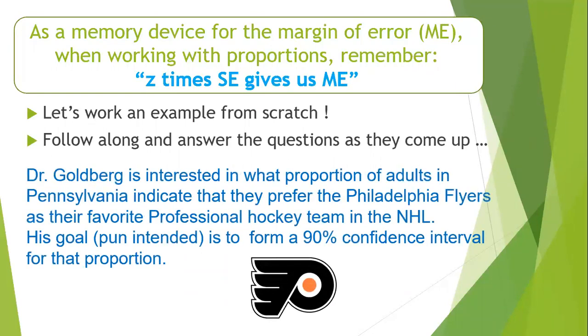Here's a research question. Dr. Goldberg is interested in what proportion of adults in Pennsylvania indicate that they prefer the Philadelphia Flyers as their favorite professional hockey team in the NHL. His goal is to form a 90% confidence interval for that proportion. Let's see what he comes up with.